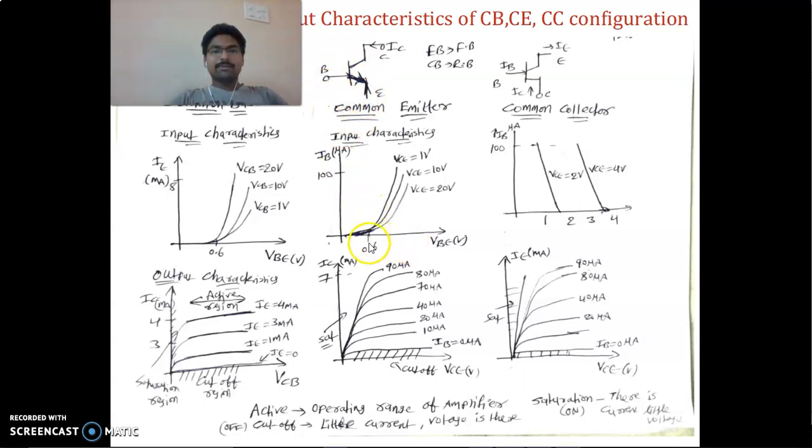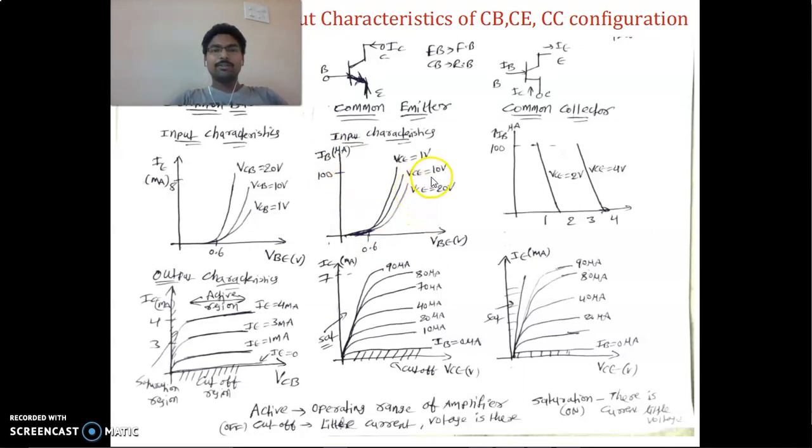So as VBE is increasing, what happens to the IB current? That should be plotted here. But while drawing the input characteristics, we have to keep the output parameter constant. Here the output parameter is the VCE voltage. So I am keeping VCE equal to 1 volt, and as I increase the VBE voltage, the base current increases. Here observe this base current is in microamperes. It is around 100 microamperes.